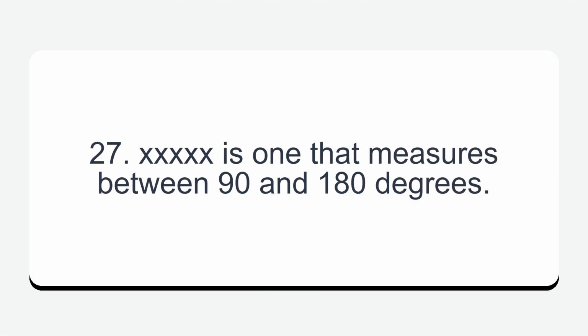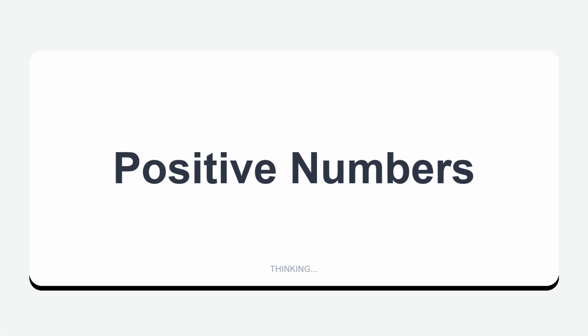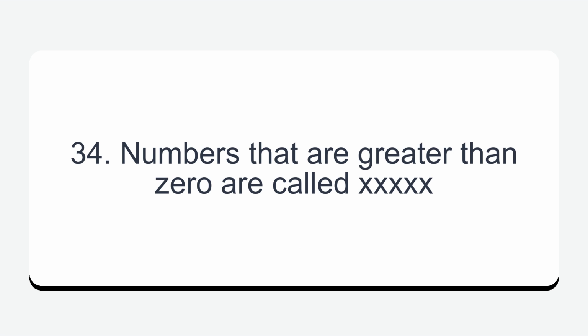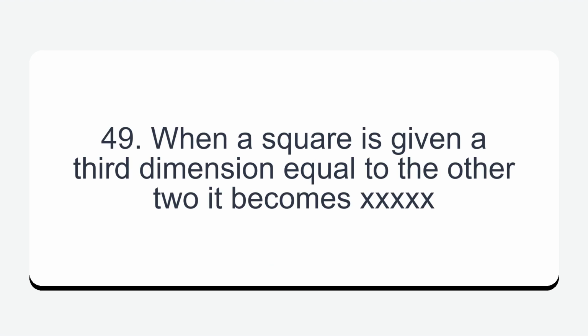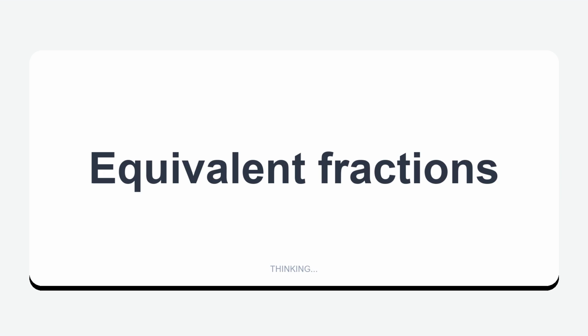27. XXXXX is one that measures between 90 and 180 degrees. Positive numbers. 34. Numbers that are greater than 0 are called XXXXX cube. 49. When a square is given a third dimension equal to the other two, it becomes XXXXX equivalent fractions.